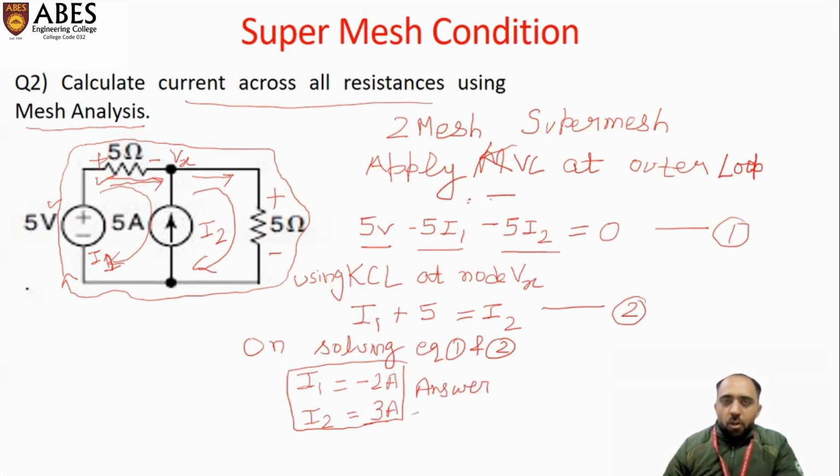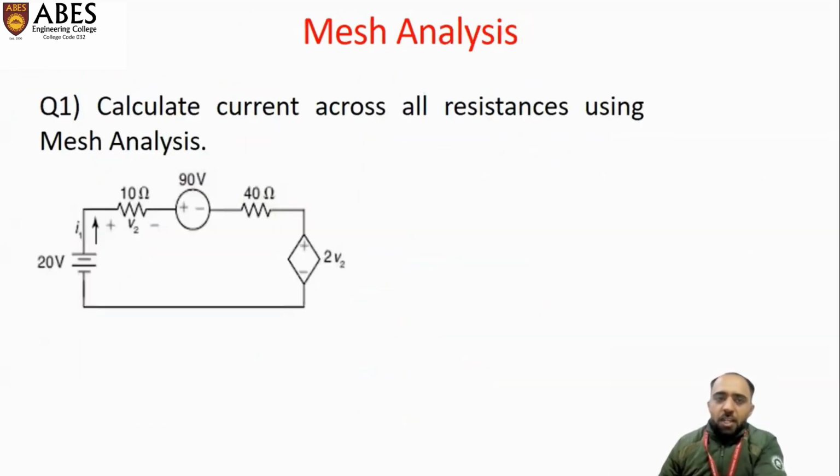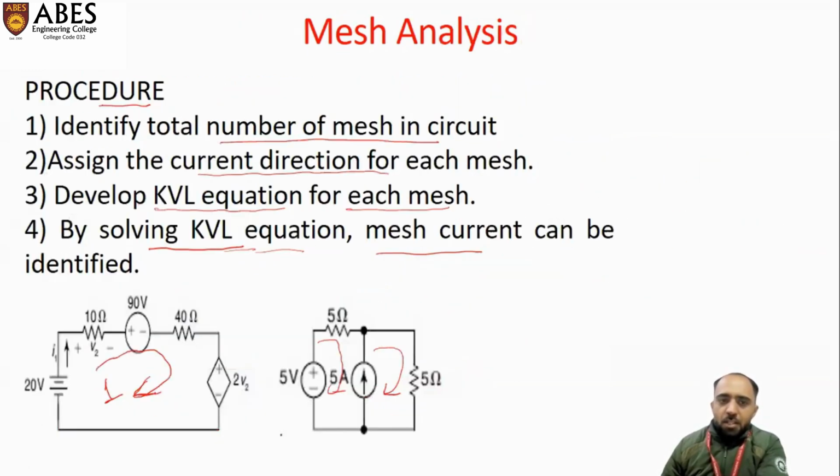So this was the question for the super mesh condition. Mesh analysis is very simple. We need to follow some rules. First of all, identify the total number of meshes, count 1, 2 or 3 meshes. Assign the current direction for each mesh, either clockwise or anti-clockwise. Develop the KVL equation for each mesh, and by solving the KVL equations, the mesh currents can be identified.